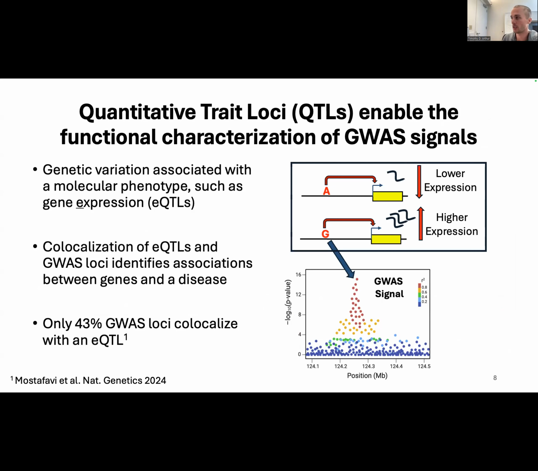Quantitative trait loci, or QTLs, enable the functional characterization of GWAS, and QTLs are essentially genetic variants that are associated with a molecular phenotype, such as gene expression. In this toy example, we have variant A that is associated with lower expression of this gene, and variant G, which is associated with a higher expression. You can overlap these eQTLs with GWAS loci and determine whether or not this gene is underlying a GWAS signal. This approach has been very helpful, but it has only explained 43% of the GWAS loci across traits. So additional information is needed to characterize the majority of GWAS loci that remain unannotated by eQTLs.